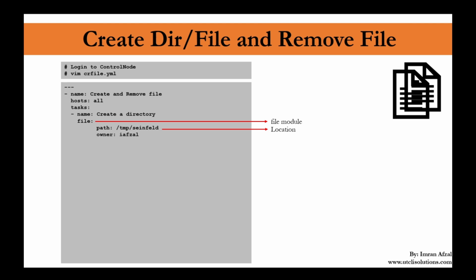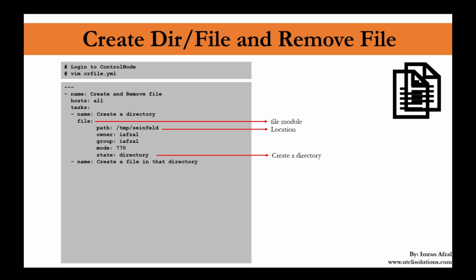Who is going to be the owner of that directory? I want to be the owner, so I'm just putting in my user, and the group owner is the same thing. These are the permissions of the directory, 770. Then the state: is it going to be a file or a directory? We want it to be a directory, so that's what you have to specify.